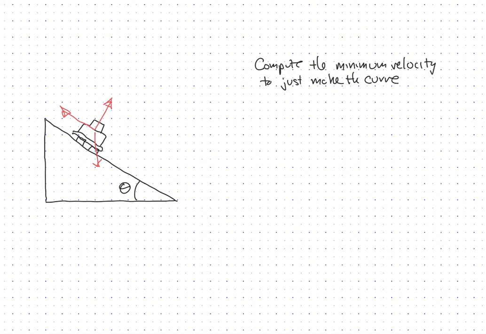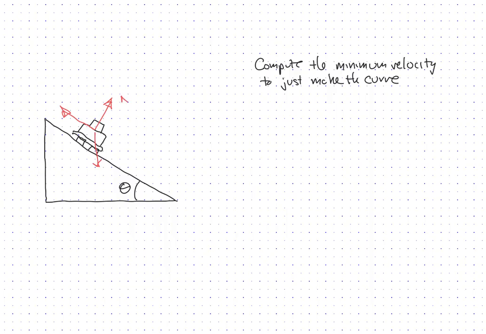Okay, I'm trying a new technique with my iPad and making an explain everything video. So we want to compute the minimum velocity just to make the curve. And I've drawn the picture here already. And for the case of just making the curve, there are three forces when friction is present.